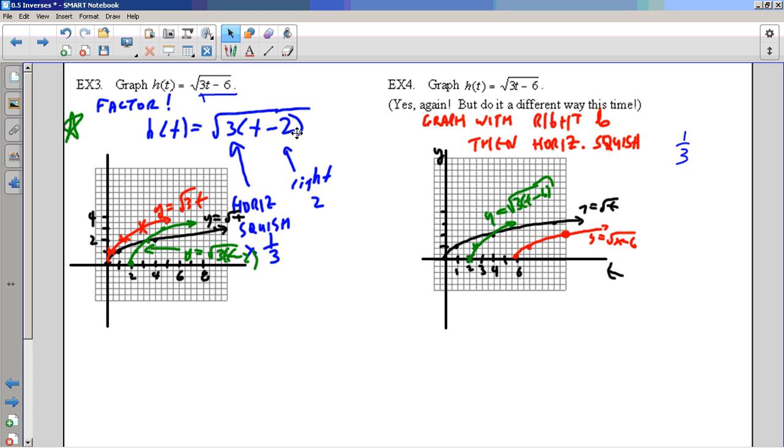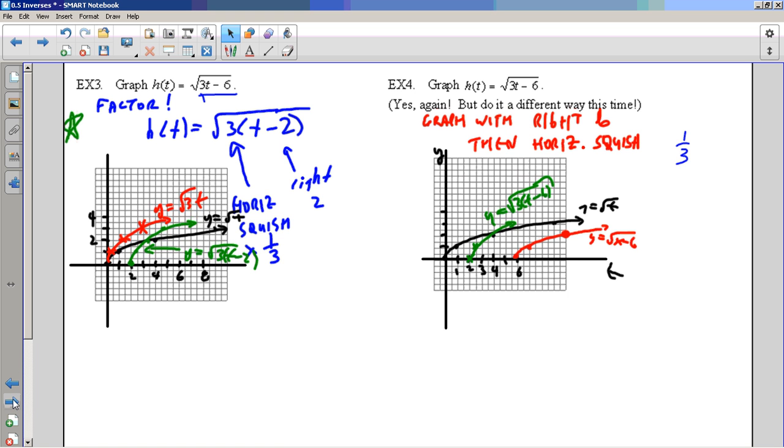And these are actually the same. So the moral of this story is we're going to usually do it this way, where we factor out the 3, and then this is more familiar feeling than having to move all the way to the right 6 and then squish back some. This is probably less simple for us, less straightforward, but it still works if you prefer that.